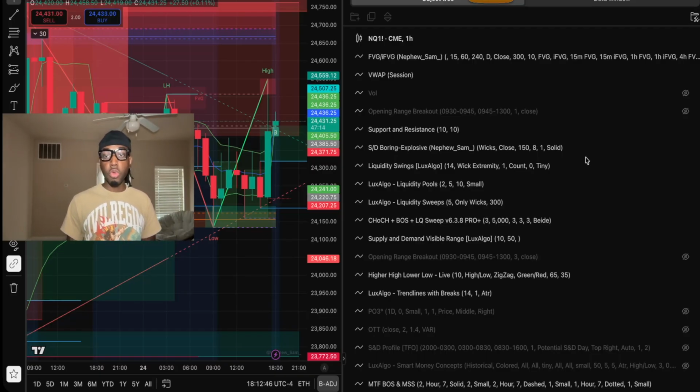So you can make sure that liquidity is swept first before you're just entering, because you don't just want to enter when liquidity hasn't been swept yet, and then you're about to get turned into liquidity, and you're finna get stopped out. So you don't want that to happen.